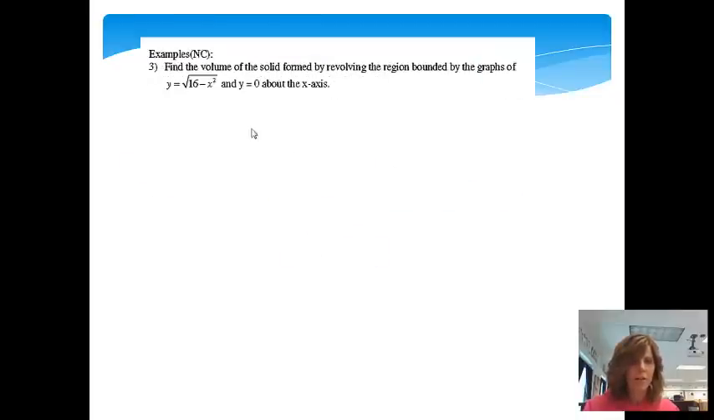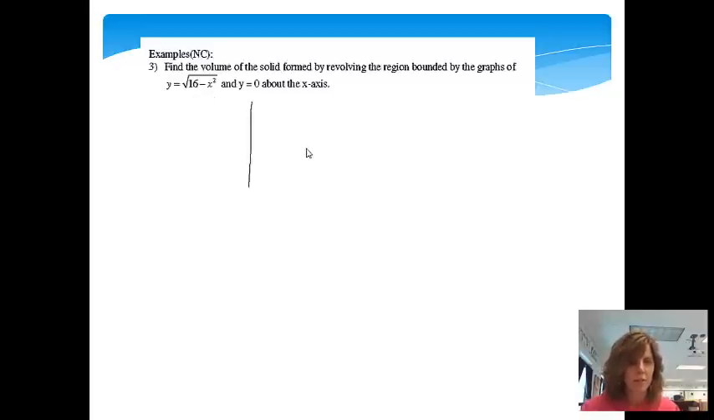Alrighty, the next thing that I'm going to do is go to example. It's actually example 1 in your notes, and again I apologize for my numbering being off here. Okay, it says to find the volume of the solid formed by revolving the region bounded by the graphs of y equals the square root of 16 minus x squared and y equals 0 about the x-axis.